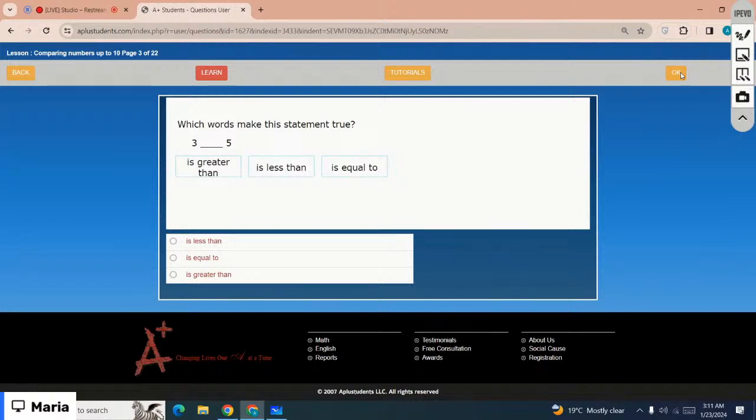The next one is which words make the statement true? 3 and 5. So 3 is less than 5 or greater than 5? The correct option is very good. When you count, 3 comes before 5. So 3 is less than 5. The correct option is less than.